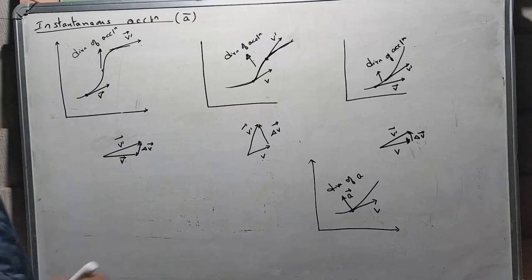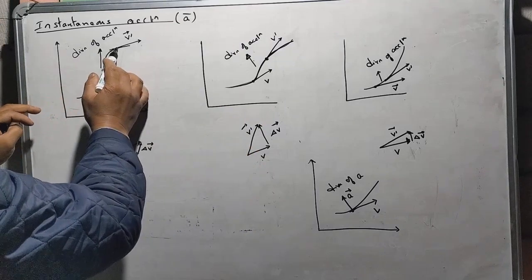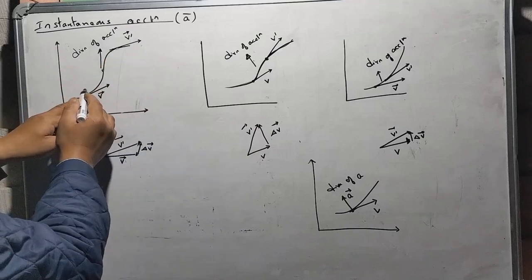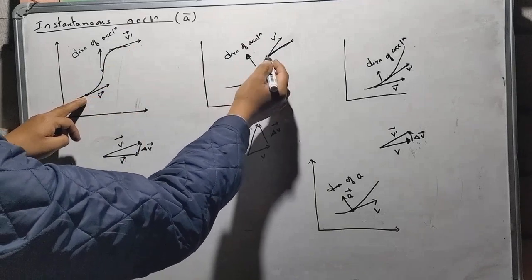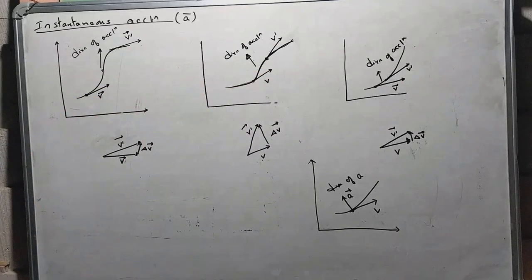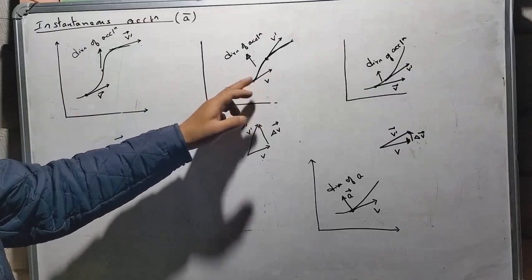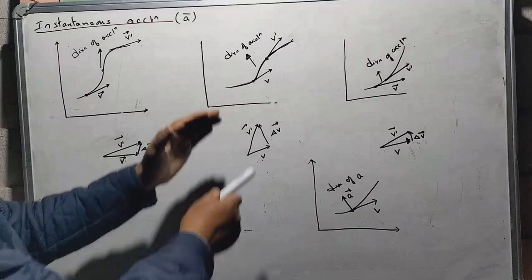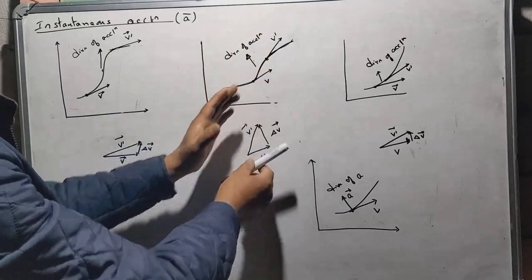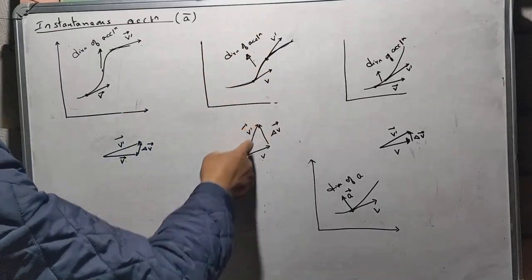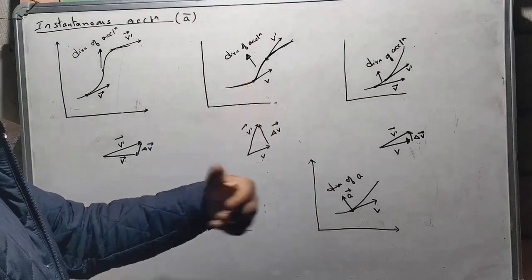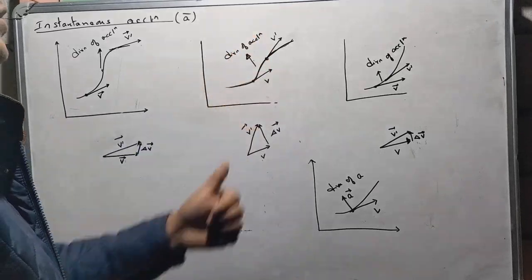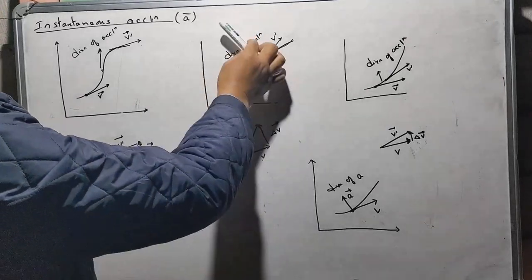So as you do so, this point P, which was very far from the initial point, has now come closer to it. At this point the direction of velocity is along this, and the direction of velocity at the other point is along this direction. So when you drop these two lines here, you get the change in velocity. This change in velocity tells you the direction of acceleration. So the direction of acceleration is here.